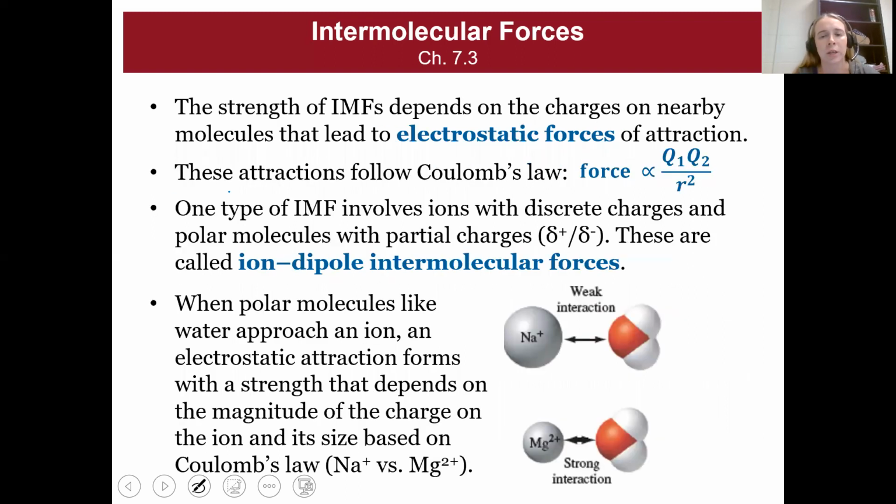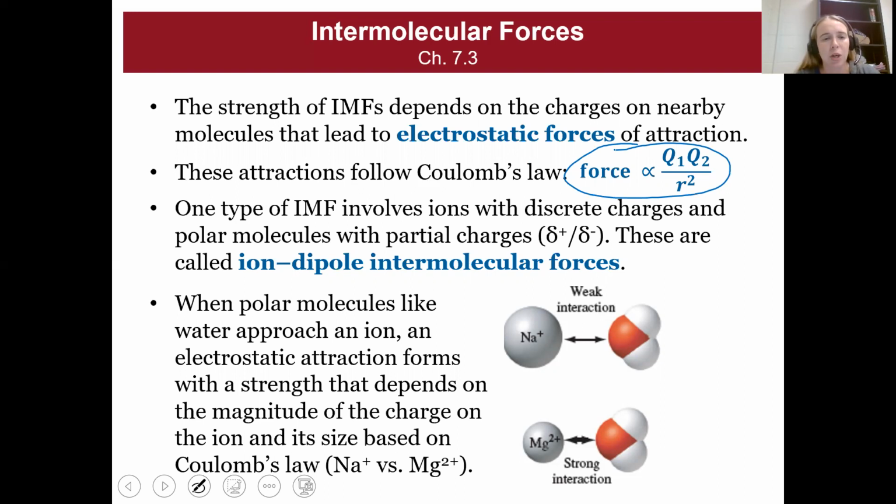All right, so we're going to go back to our good friend Coulomb. The strength of IMFs depends on the charges on the nearby molecules that lead to the electrostatic forces of attraction. These attractions follow Coulomb's law, so this is the force version, so it's R squared. The energy version, where it's just R, same difference. It has the same trend where charges are on top, distance in the denominator. Anywho, this is the force version.